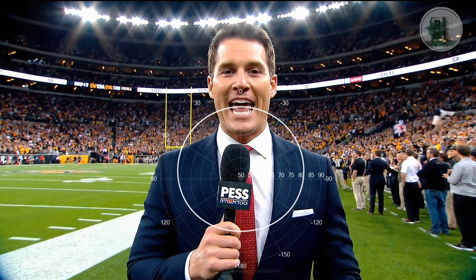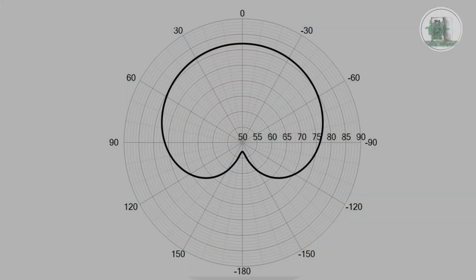And the atmosphere here is absolutely electric. The fans are on their feet. You can feel the energy pulsating through the stadium. As a result, the reporter's voice comes through loud and clear, while the background chaos from the stadium is kept to a minimum.